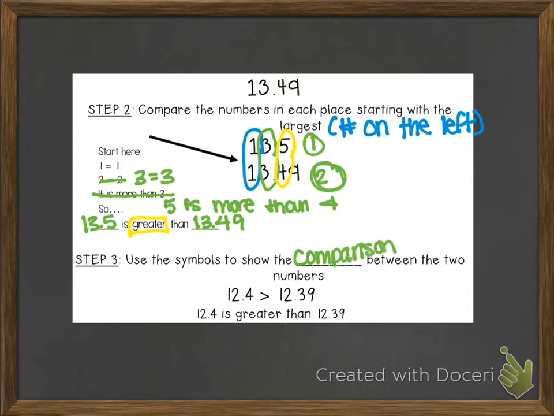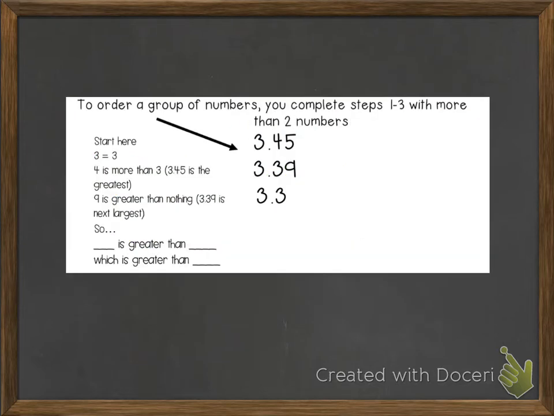Step 3 would be use the symbol to show the comparison between the two numbers. So here 12.4 is greater than 12.39, and that's showing the comparison using the greater than symbol. To order a group of numbers, you need to complete steps 1 through 3 with more than 2 numbers.